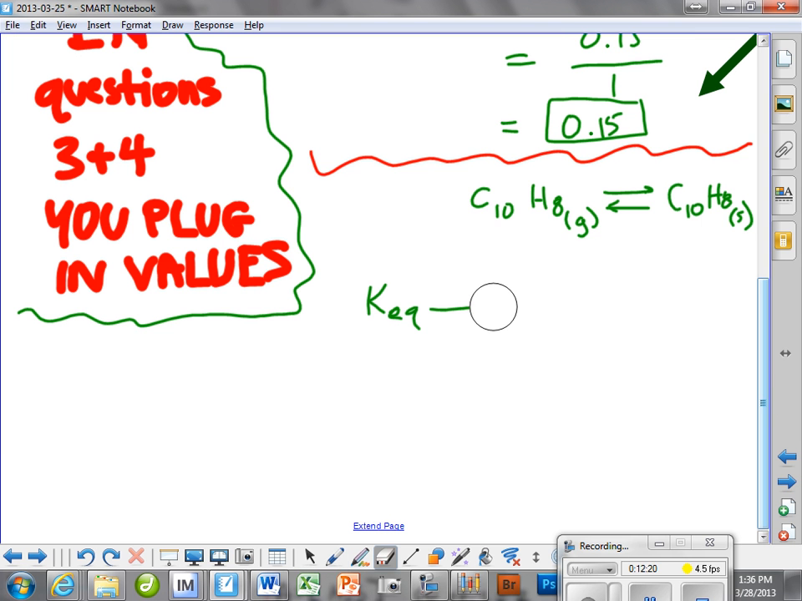Okay, so let's get rid of this. K equilibrium is now equal to, and who are we going to have do this? Let's have Mario do this one. Mario, what's on the top? C10H8. And what's on the bottom? Yes, it is. C10H8. Now, folks, who's on the bottom? Who's on the bottom?